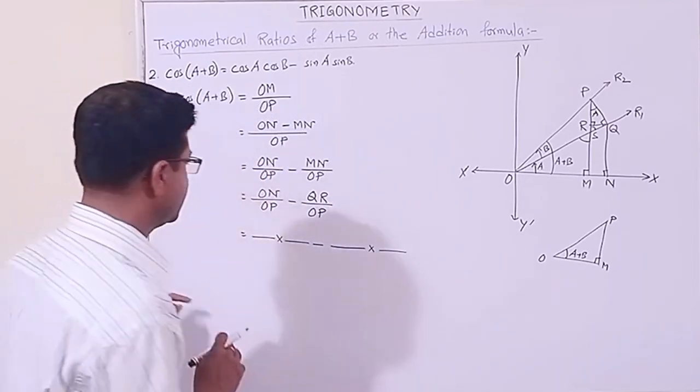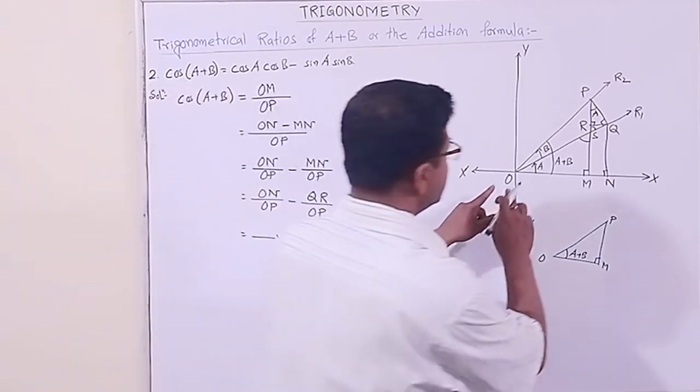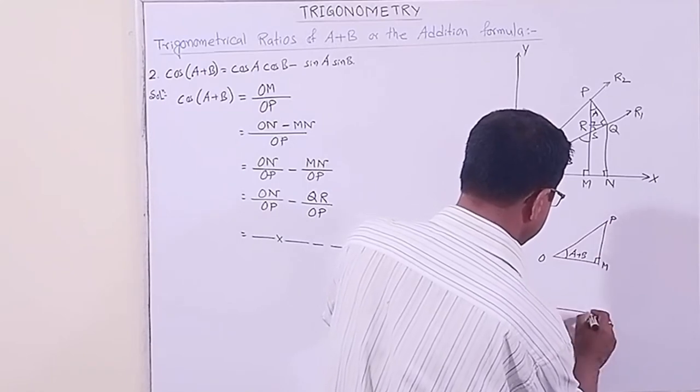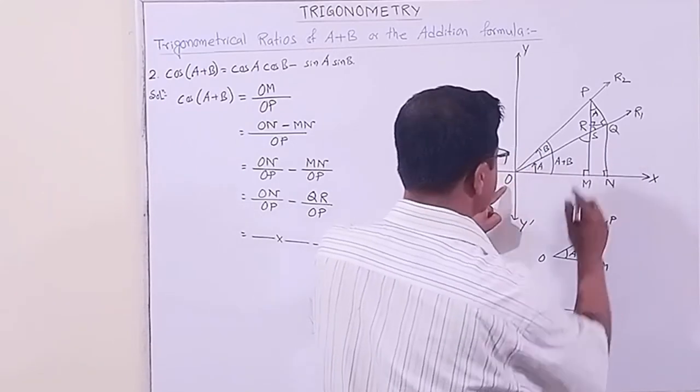Let us make the format. At first cos of A, ON. This is the base. I am drawing the triangle here. This is ON and that is Q.